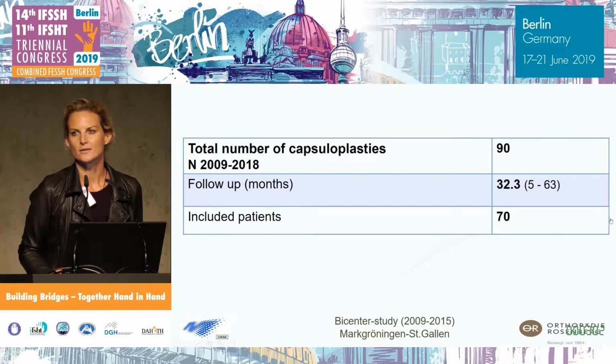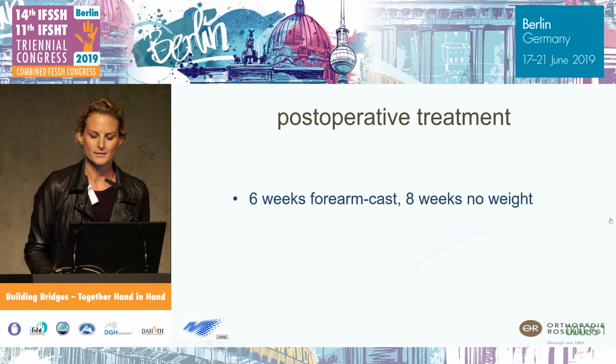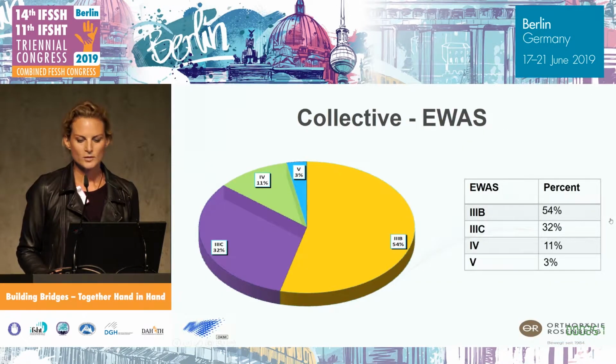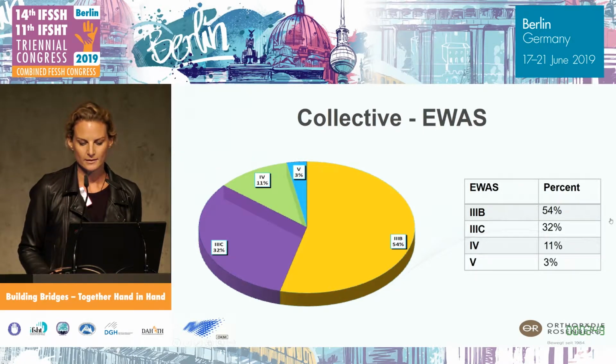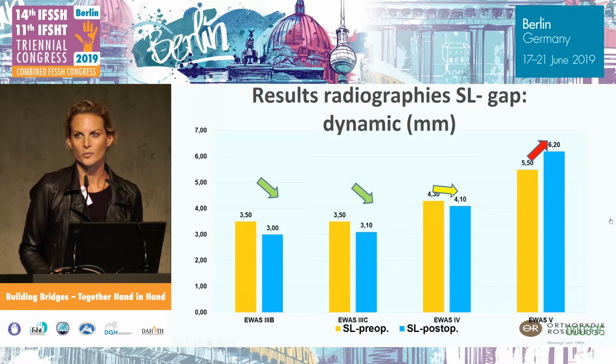And we had 90 patients over 3 years follow-up. I only used 6 weeks of forearm cast, and we classified to Geissler and to EWAS. Most of the patients had an EWAS 3B and C and 4 lesion. And what we saw was that there was an improvement for the patients of EWAS 3 and 4 in the SL gap, but also an improvement for the force and for the range of motion. But we had failures in EWAS 5. So we cannot recommend this technique in EWAS 5 lesions.